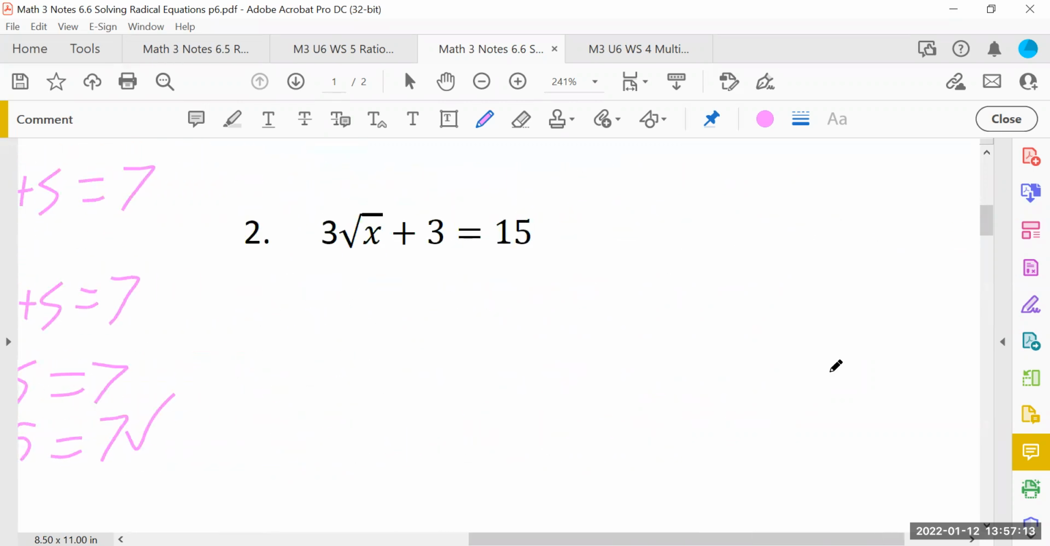All right. Number 2. This one's even easier. First step. Anybody want to tell us what the first step is here to get the square root by itself? Subtract 3 from both sides.